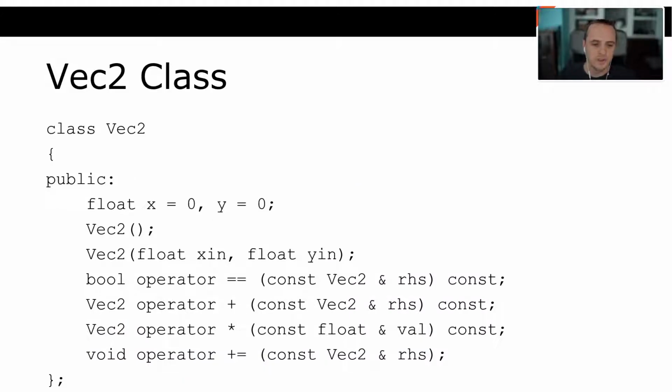So the Vec2 class will look something like this. When we have a class like a vector, you would probably say the x and y variables should be private, right? We're doing data encapsulation and data hiding. We're doing really good object-oriented programming.